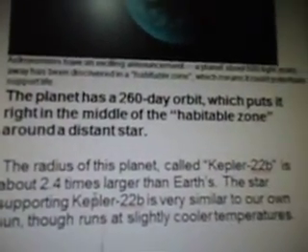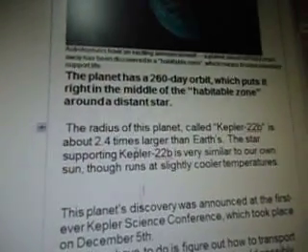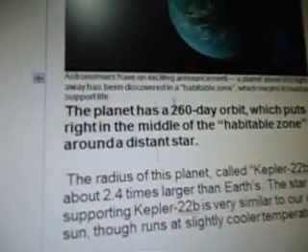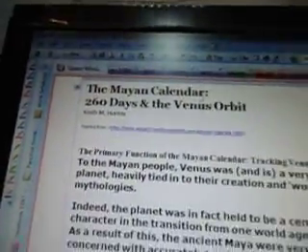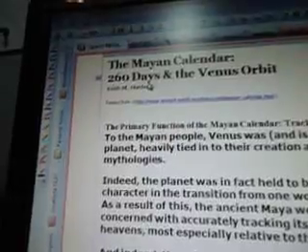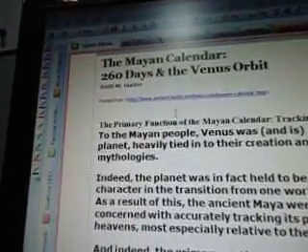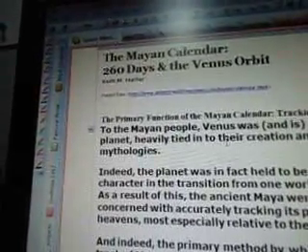Okay, so astronomers have an exciting announcement. A planet about 600 light years away has been discovered in a habitable zone, which means it could potentially support life. The planet has a 260-day orbit, which puts it right in the middle of the habitable zone around a distant star. Now, the reason I put these two together is this is a 260-day orbit, and Venus is a 260-day orbit, and the Mayans loved the 260 days because that was part of their cycle, right?